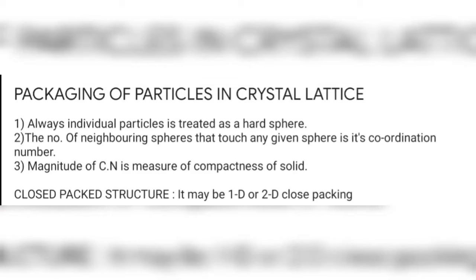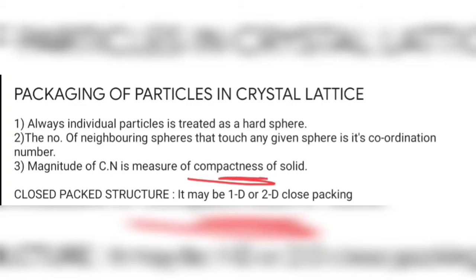I hope you have understood. So the coordination number indicates by how many spheres a given sphere is touched. It is touched by two spheres, and therefore the coordination number is 2, and it will be different in a different structure. So we have seen that the number of neighboring spheres that touch any given sphere is its coordination number. And in the third point, you can see that the magnitude of the coordination number is a measure of the compactness of a solid. If the coordination number is more, then the particles will be closer to each other, and therefore the compactness of the solid will increase.